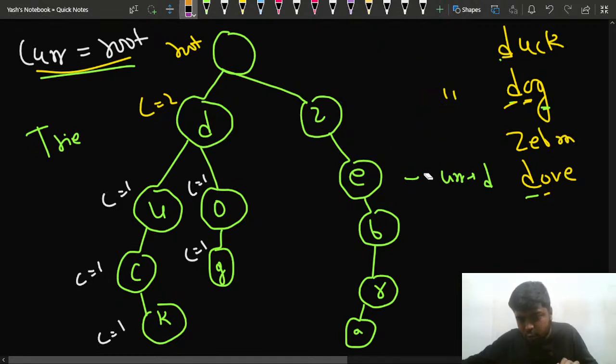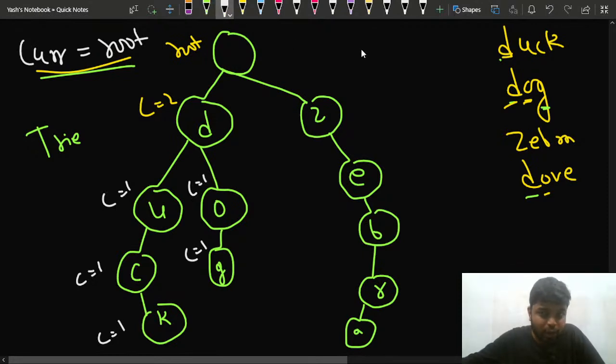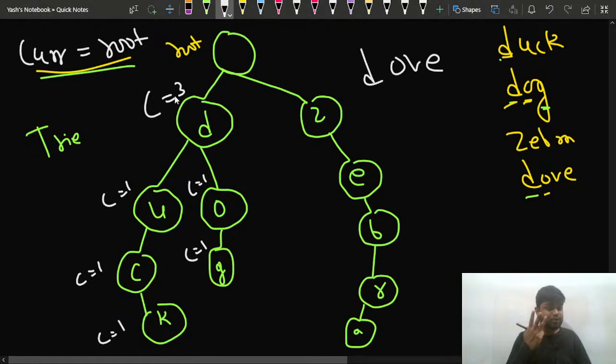Now once you move to the node D, you'll increase its count by 1. Every time you move to a node, you increase its count by 1 if it already exists. If it doesn't exist, you make it 1. So the count becomes 3 here.